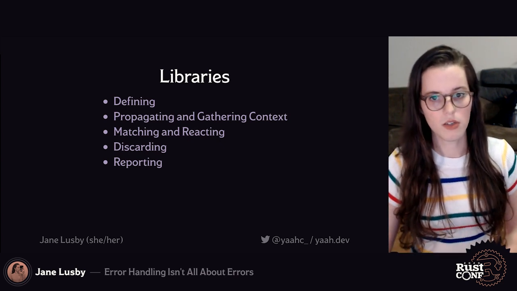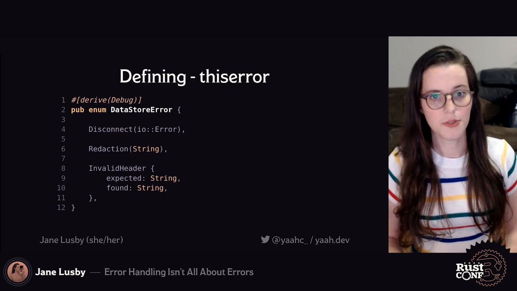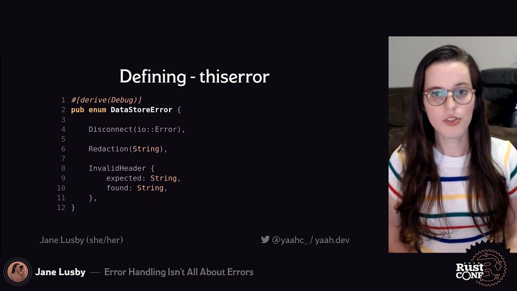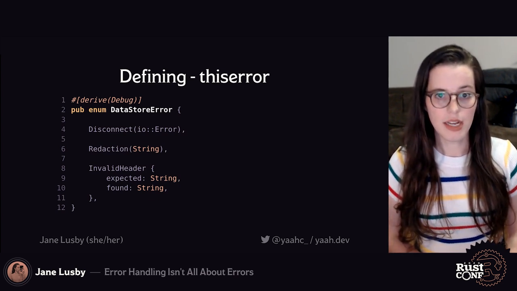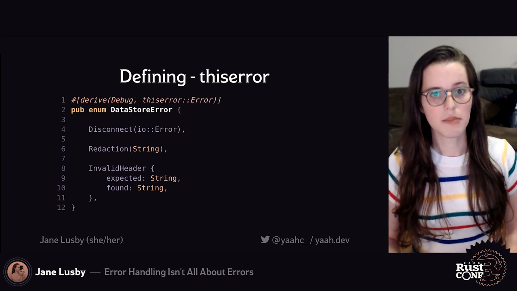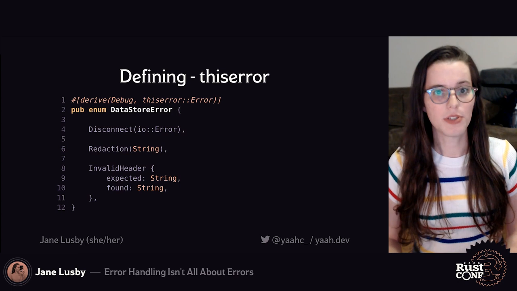So I'd first like to start with thiserror for defining errors. thiserror is a derive macro, and it exists to reduce boilerplate by implementing commonly used traits for you, such as Error and Display and From. To use it, we start by adding the macro's identifier to our derive attribute.